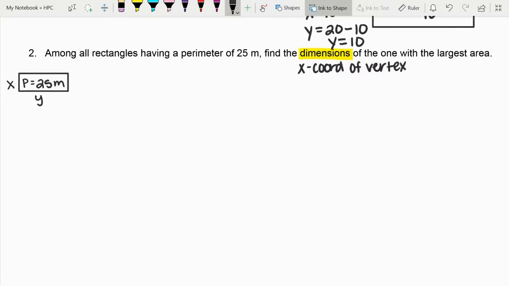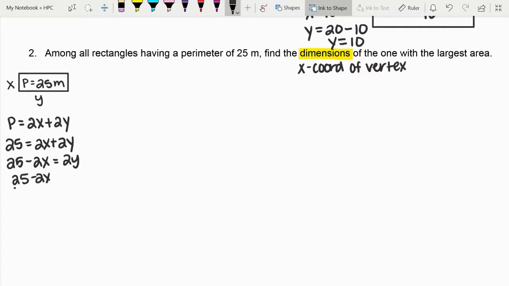All right, so first we know that the perimeter is going to be equal to 2x plus 2y. And we know that the perimeter is equal to 25. So 25 is equal to 2x plus 2y. So now let's go ahead and solve for y. So I'd have 25 minus 2x is equal to 2y. Then let's divide by 2. So now I have 25 minus 2x divided by 2 equals y.